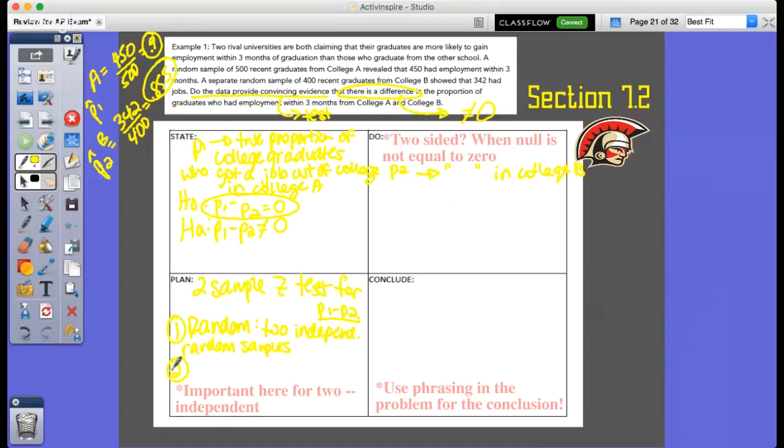The next condition we want to show is our normality. Can we approximate this as normal? So we know that n times p is greater than or equal to 10, and n times 1 minus p is greater than or equal to 10. And because of the fact that there's two of them, I've got to show this for both. So this would be like 500 times 0.9, 500 times 0.1. And again, I would write this out in terms of what's the answer here and here. And then the next one is 400 times 0.855 and 400 times 0.145.